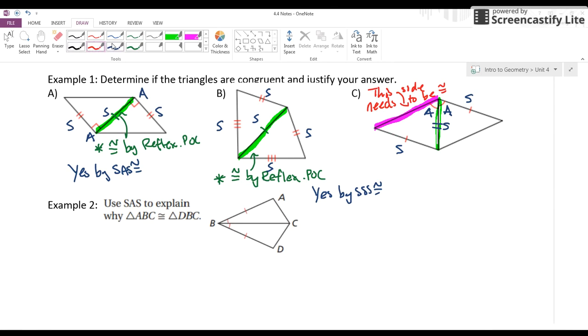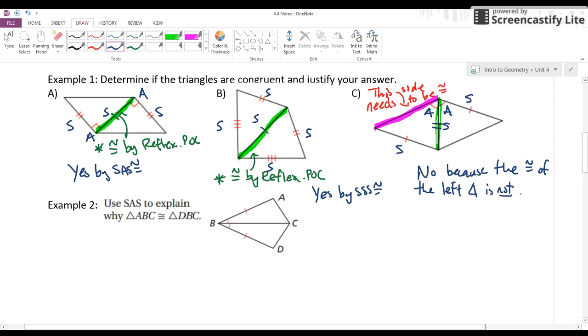So this one was a tricky one. This is no, because the congruent angle of the left triangle is not the included angle. Right? So that one's a bit tricky. If you have questions on that, definitely ask in class.